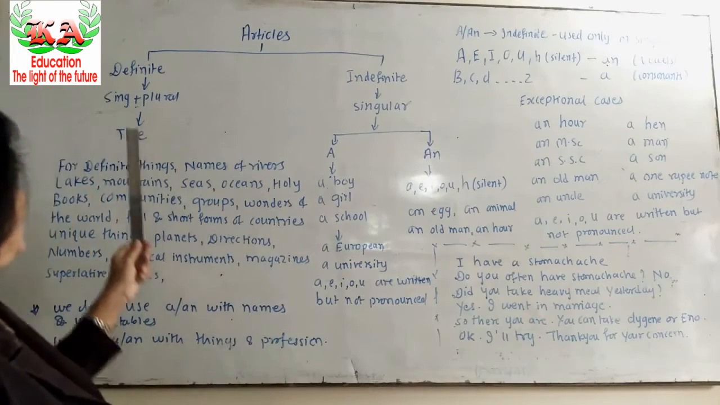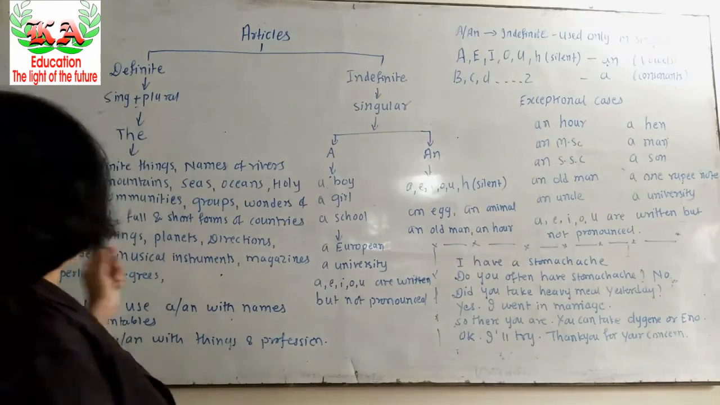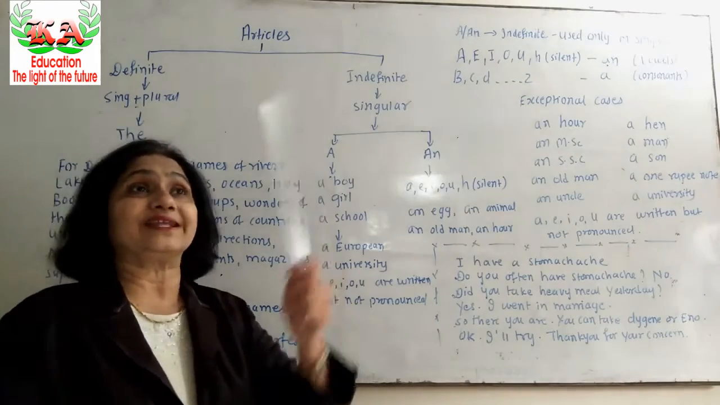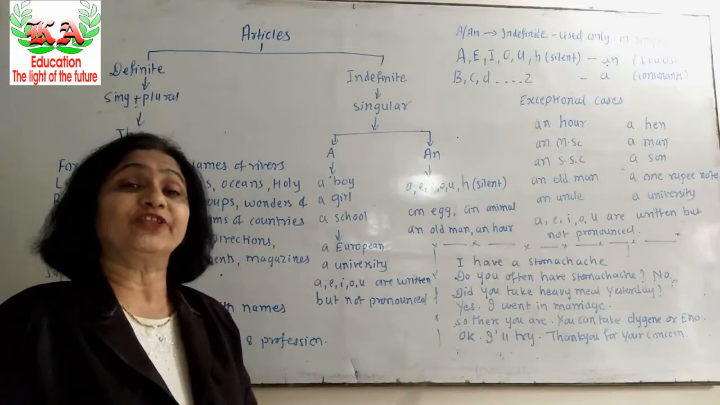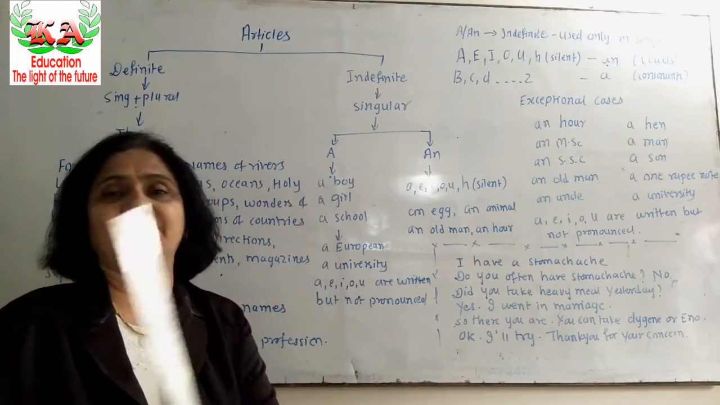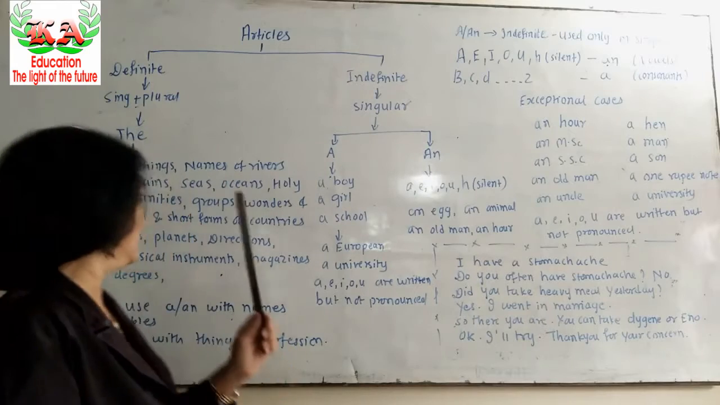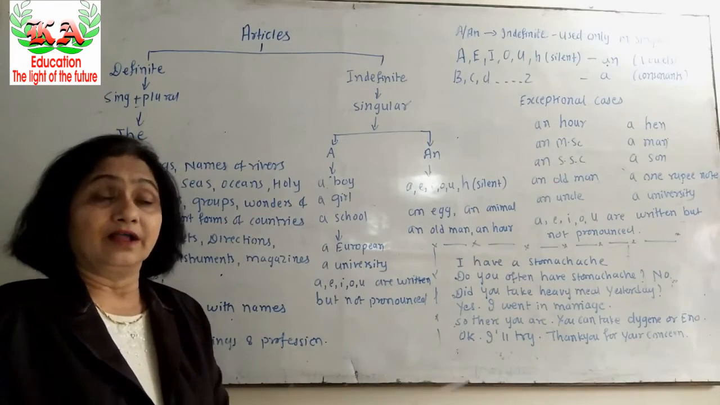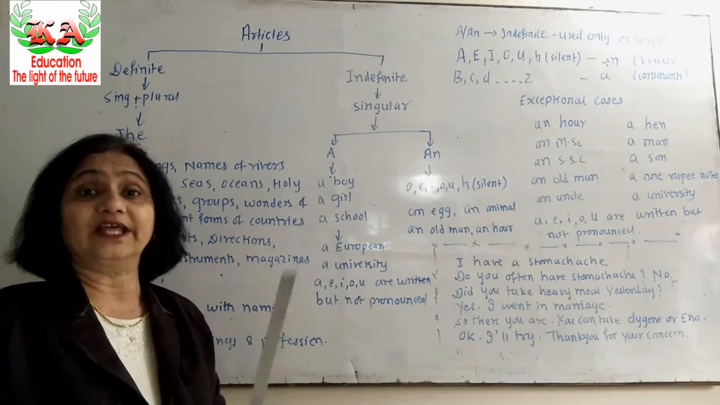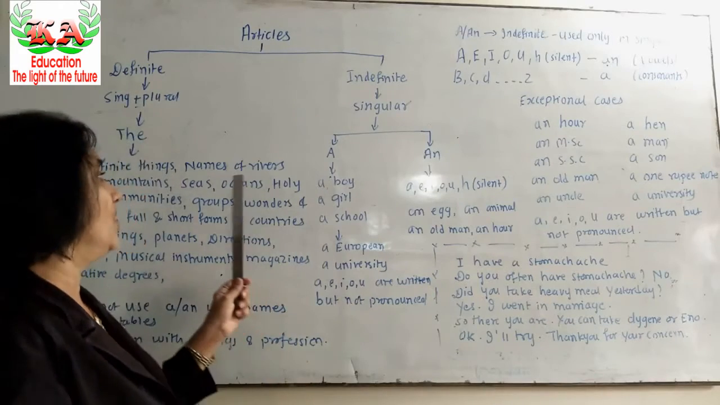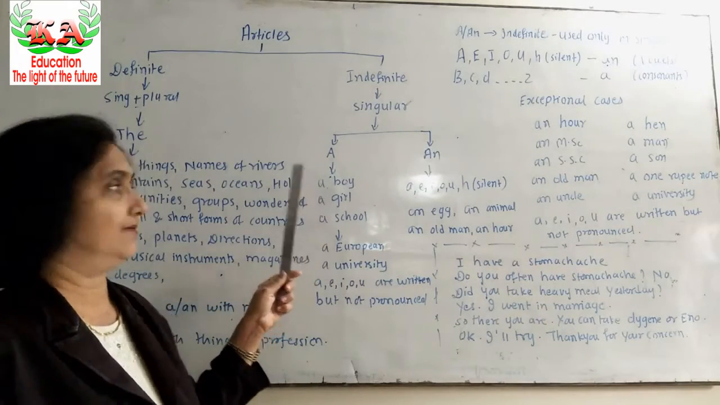In singular when it is used, let us see. Now for the definite things, if we say that is a projector. But for that projector, we have to say the projector is useful. With the names of the rivers like the Ganga, the Brahmaputra, the Nile, the Amazon, the Satluj, the Ravi, for all the names of rivers we use the.